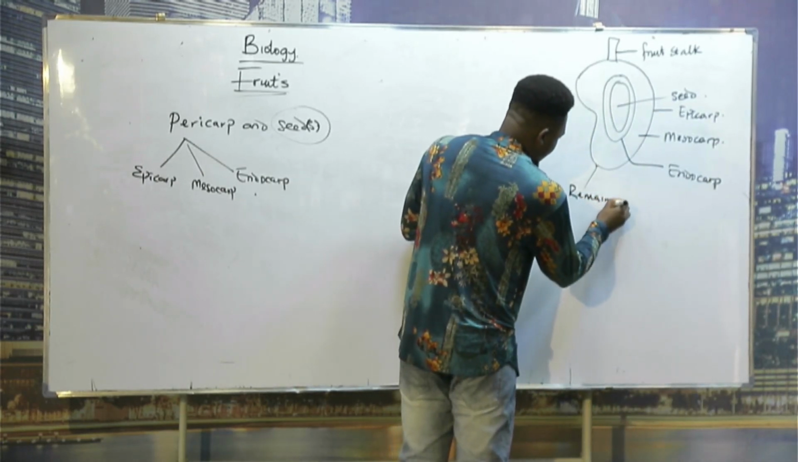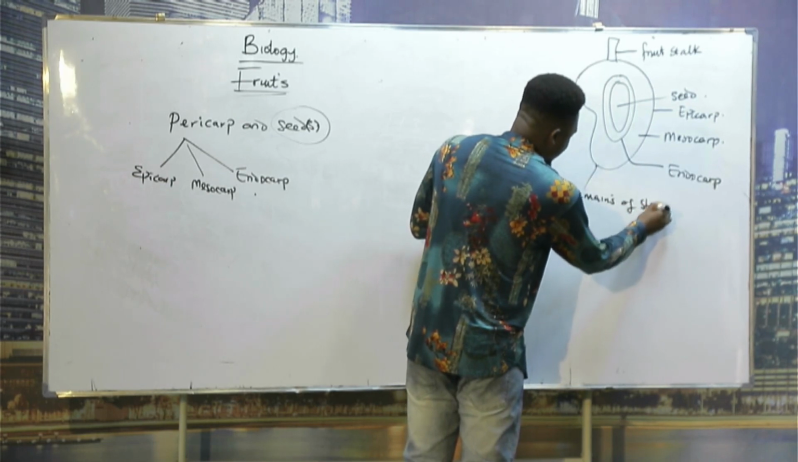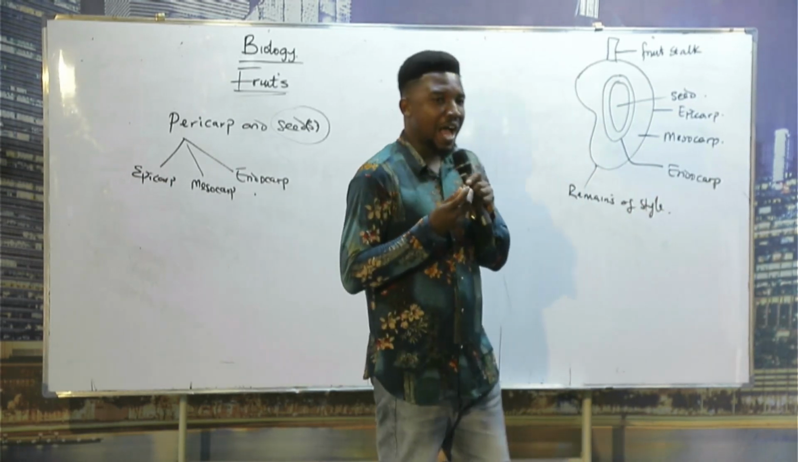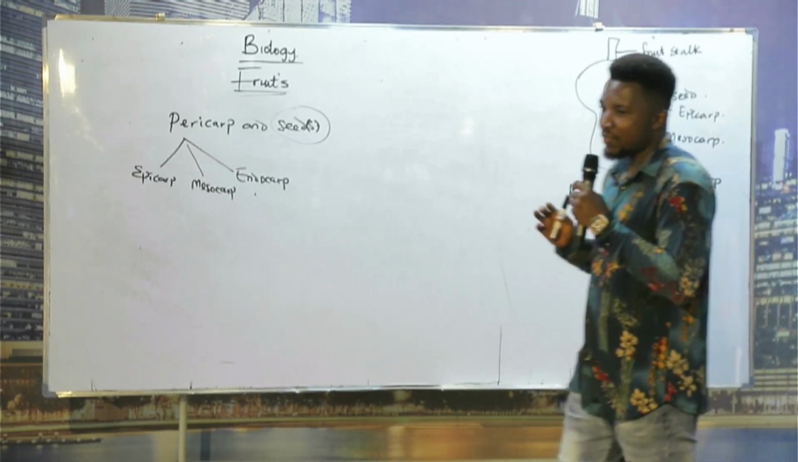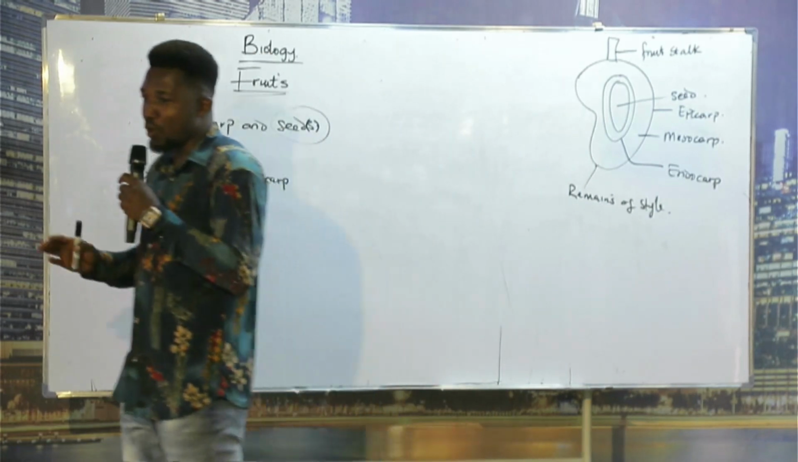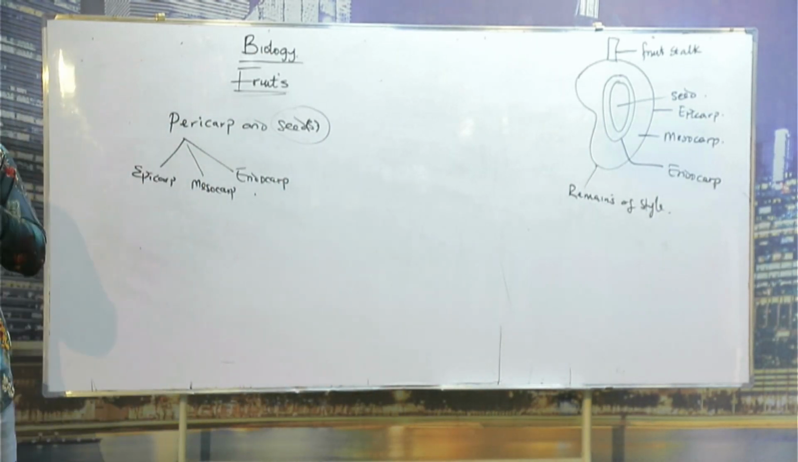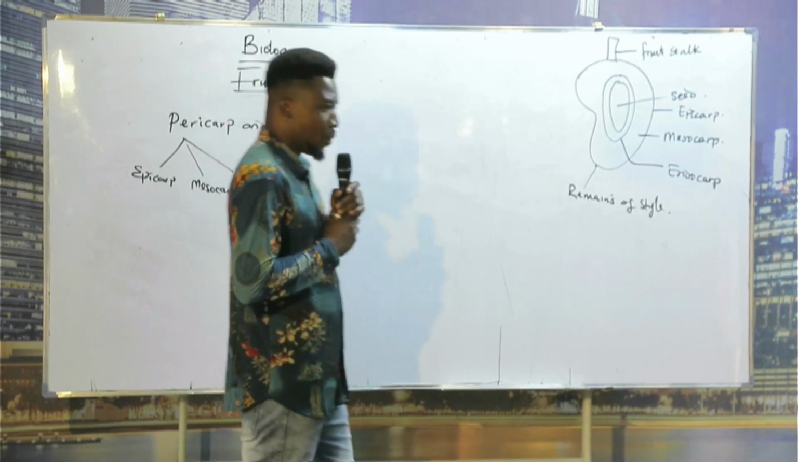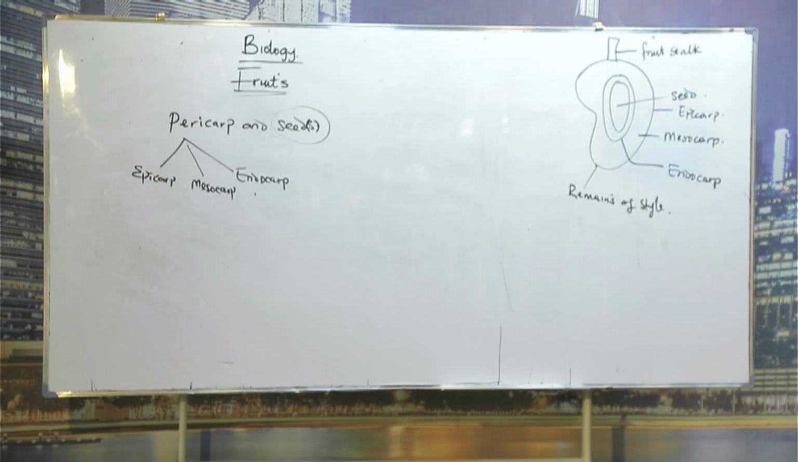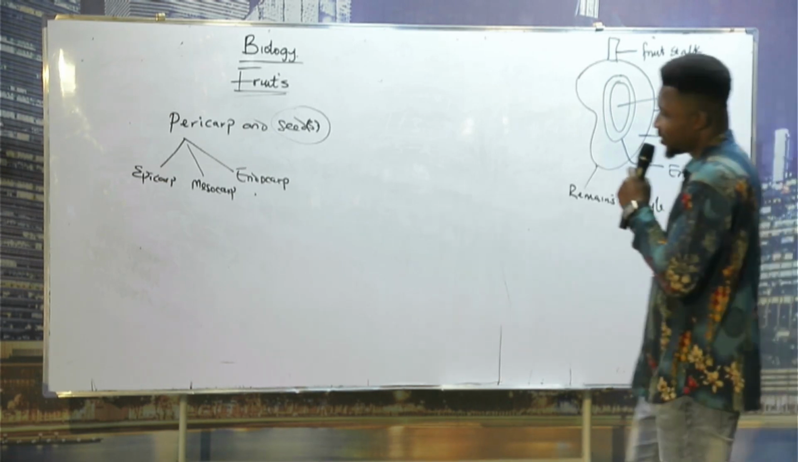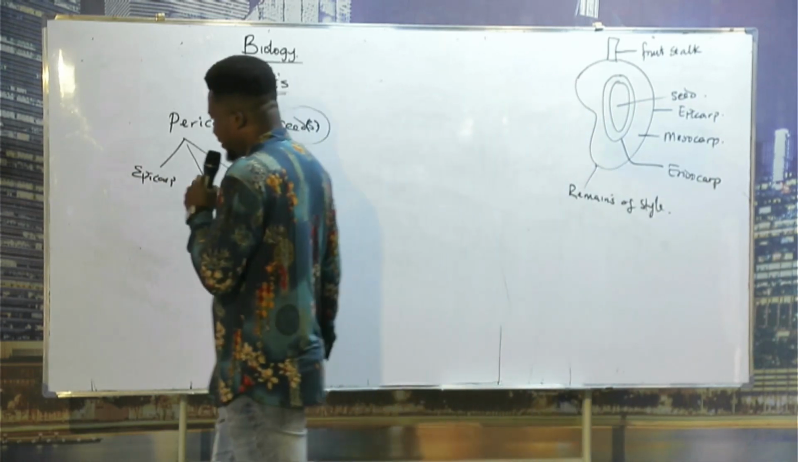Remains of style. Now, most of the fruits are edible. Do you understand? Most of the fruits are edible, but there are ones that the fruits cannot be eaten, but the what? Seeds. Do you understand? Just like in the case of coconut. Coconut, you can only eat the embryo. You cannot eat the seed coat. Can you eat the seed coat? You may chew it and your teeth will break.